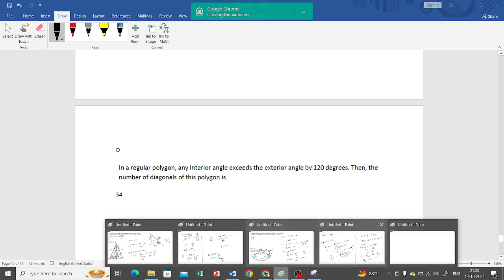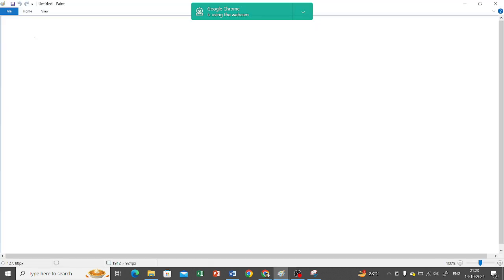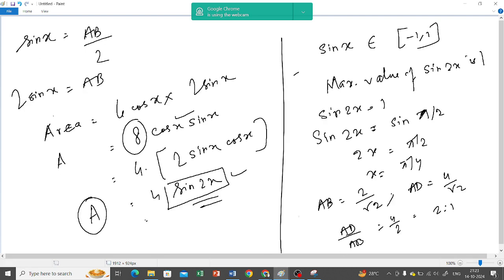What is the formula for the interior angle? I have given all the formulas. So the value of one interior angle is (2n minus 4) into 90 degree, this is the sum of all the interior angles, divided by n. n is the number of sides. When I divide by the number of sides, I get the value of one interior angle.